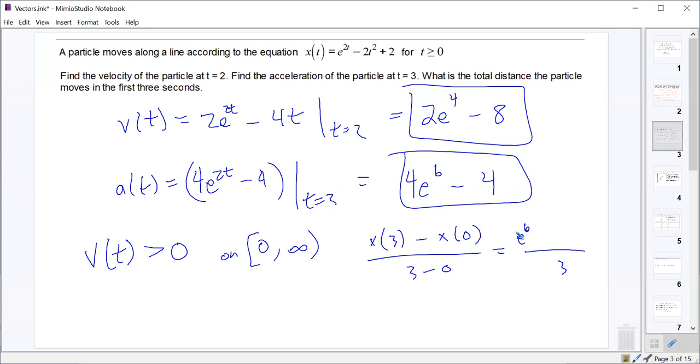E to the 6th minus 18 plus 2, so minus 16. And then if I plug in 0, what do I get? I get 1 minus 0 plus 2, so 3. And we end up with e to the 6th minus 19 over 3 units. Good or no?